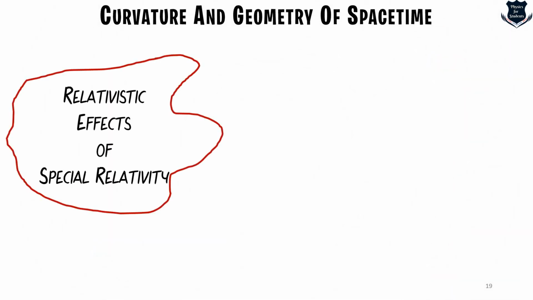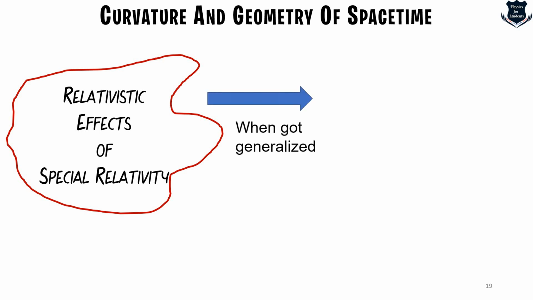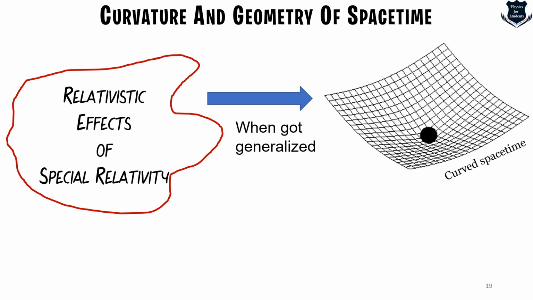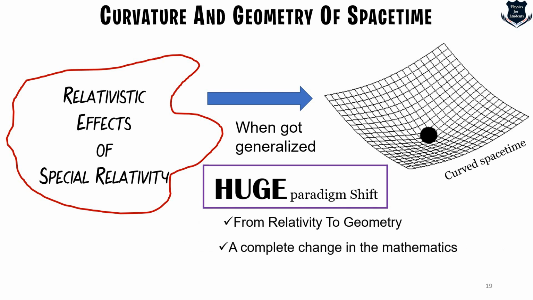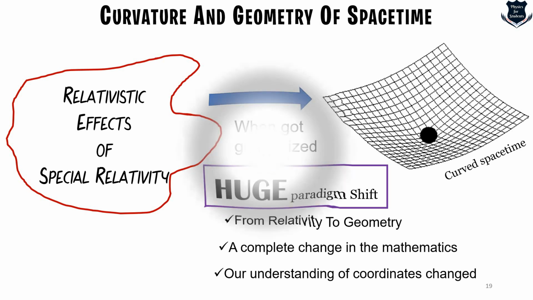Having said that, we get a much clearer diagram that the relativistic effects of special relativity, once generalized into curved space-time, gave us a huge paradigm shift. Not only that, we saw a shift from relativity to geometry. There is a complete change in the mathematics, and our understanding of coordinate systems totally changed, because it is less of pure simultaneity and relativistic effects and more into geometry.